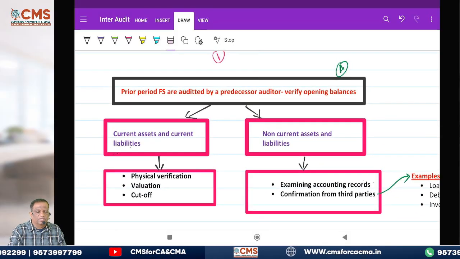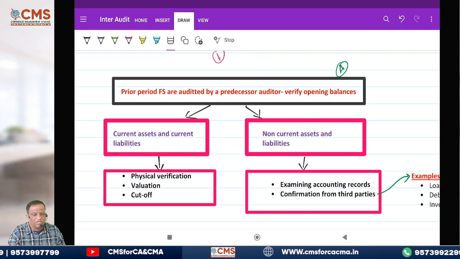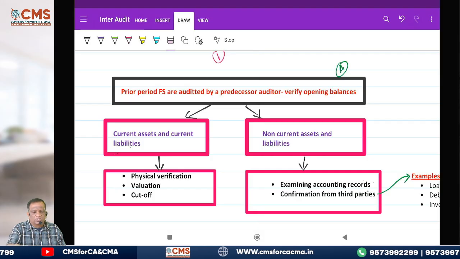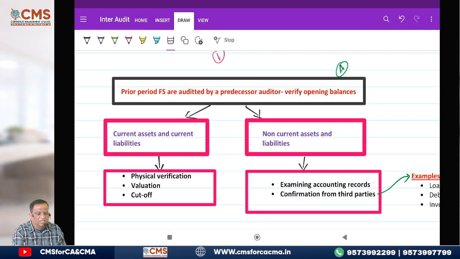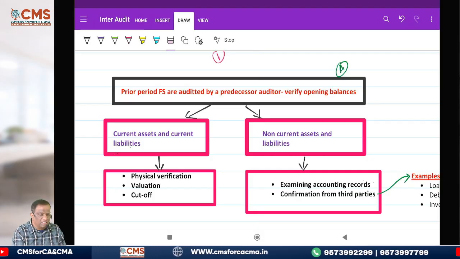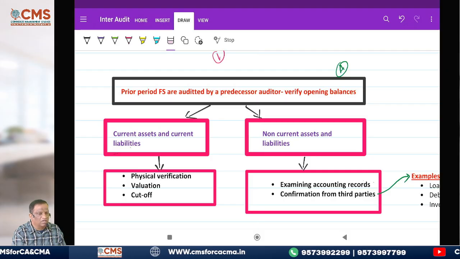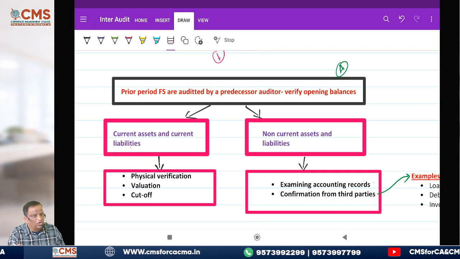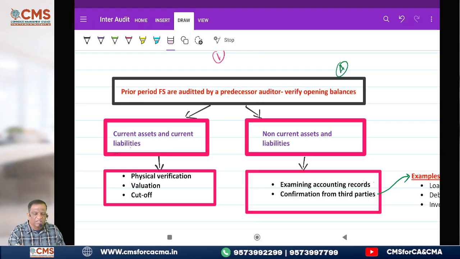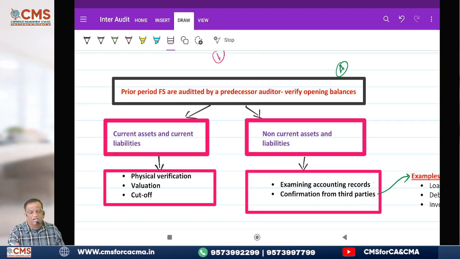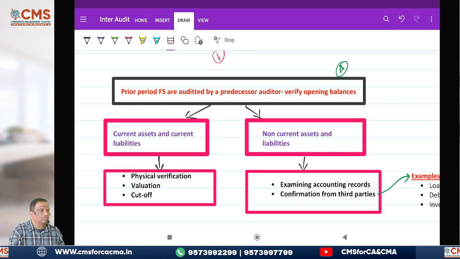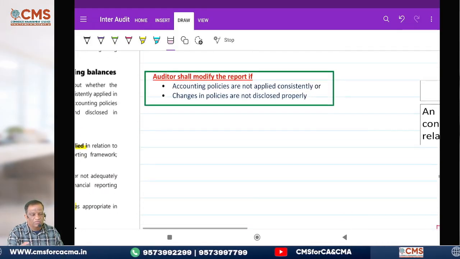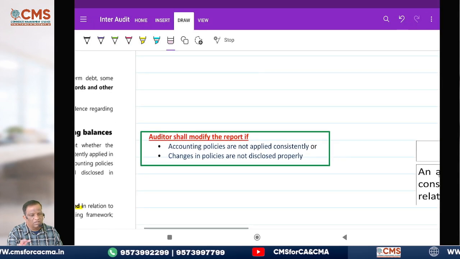What do I do if the prior period financials are audited by a predecessor auditor? How do I verify my opening balances? If it is current assets and current liabilities, I can verify the subsequent payments. Physical verification, valuation, cut-offs I can do. But if it is a non-current asset, since it may not have any follow-up transactions in the current year, then I will examine the accounting records, and if that is not possible, I get a confirmation from the third parties.